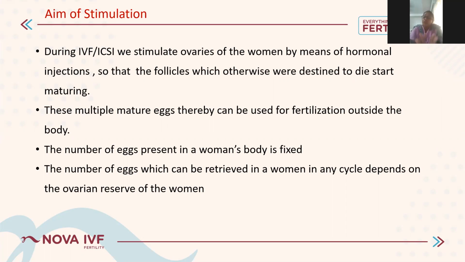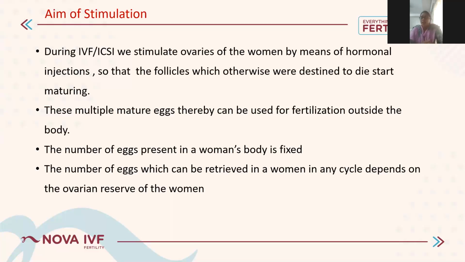So the number of eggs present in a woman's body is fixed. And the number of eggs which can be retrieved in a woman in a cycle depends upon the ovarian reserve. I would like to tell you that ovarian reserve for every woman is different. Especially in aged women, more than 35 years or more than 40 years, we see that the ovarian reserve is considerably lesser than in young females of less than 30 years.